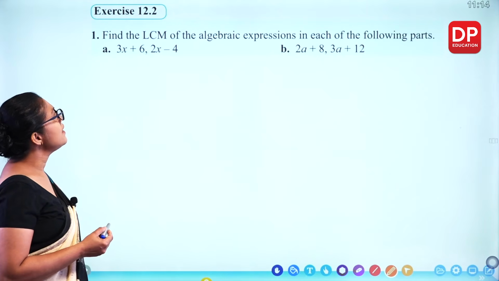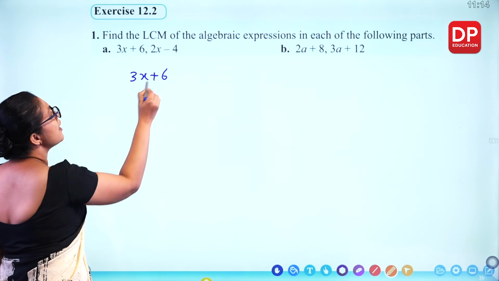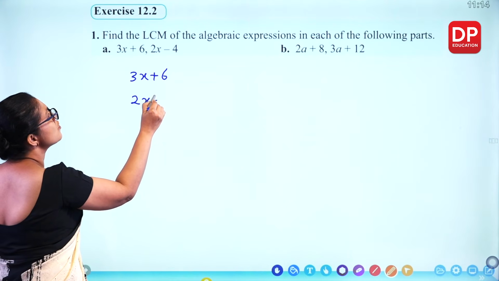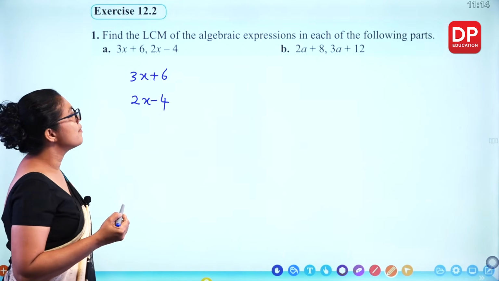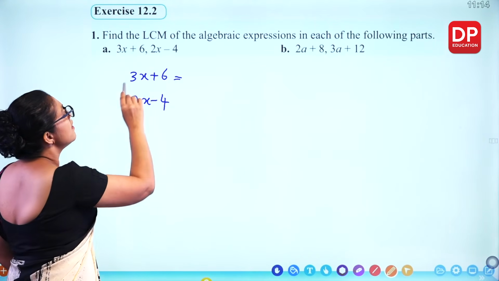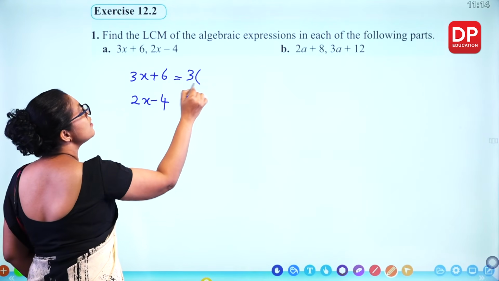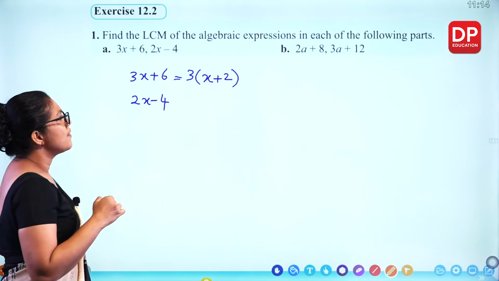So you have given 3x plus 6. That's a binomial expression. The other one is 2x minus 4. So what's the first step? You need to factorize and find out the factors. You can take 3 out. When you take 3 out, you get x plus 2 as the other factor.